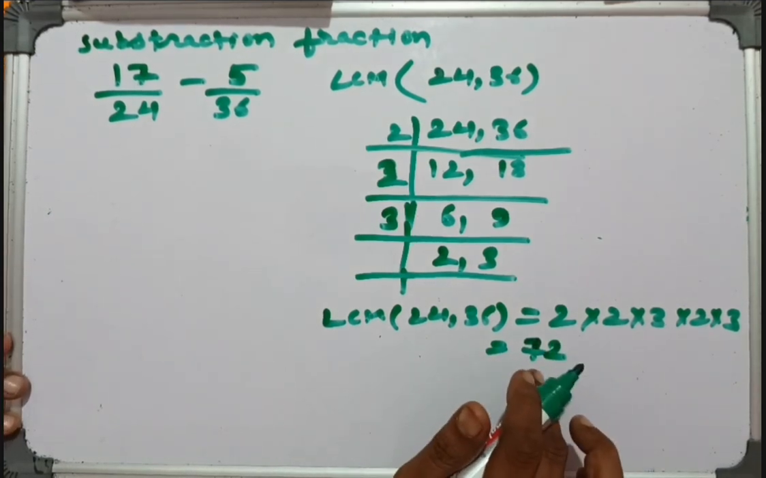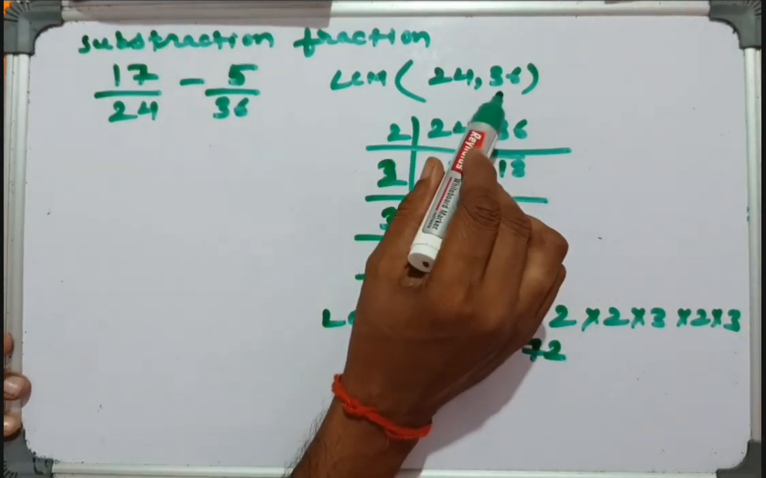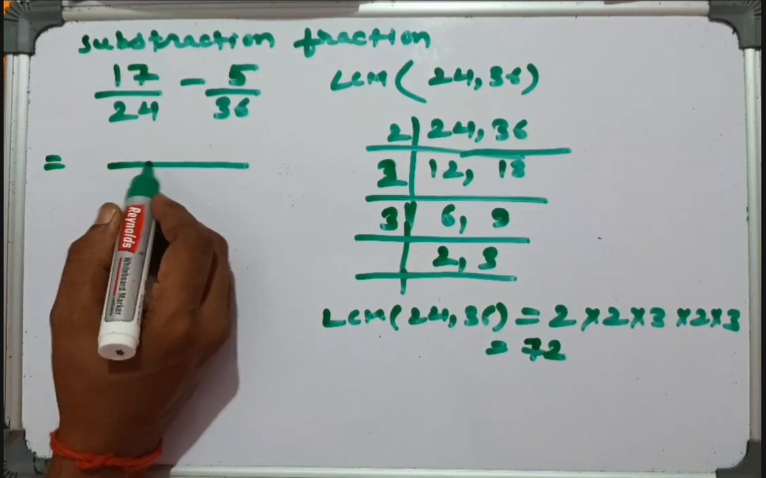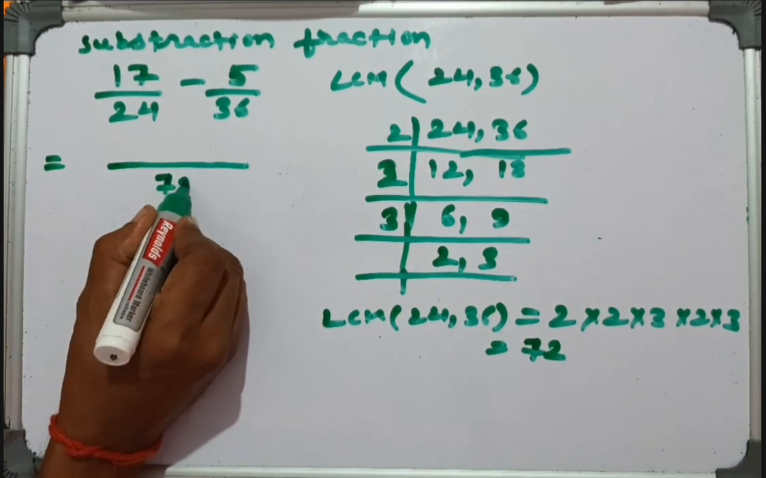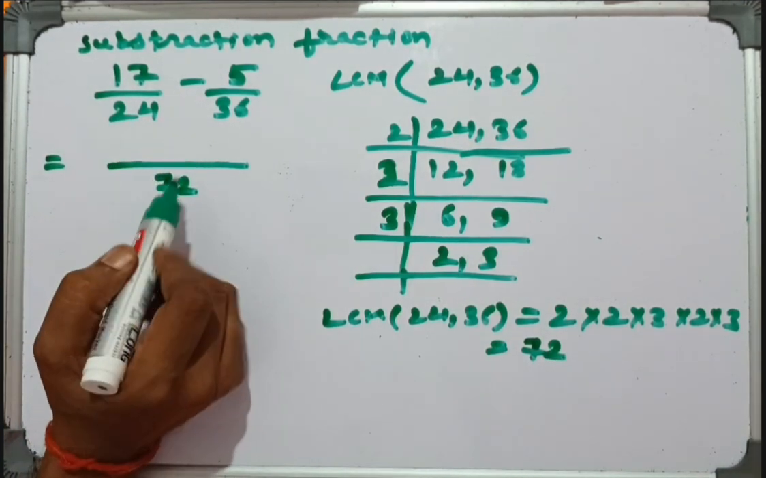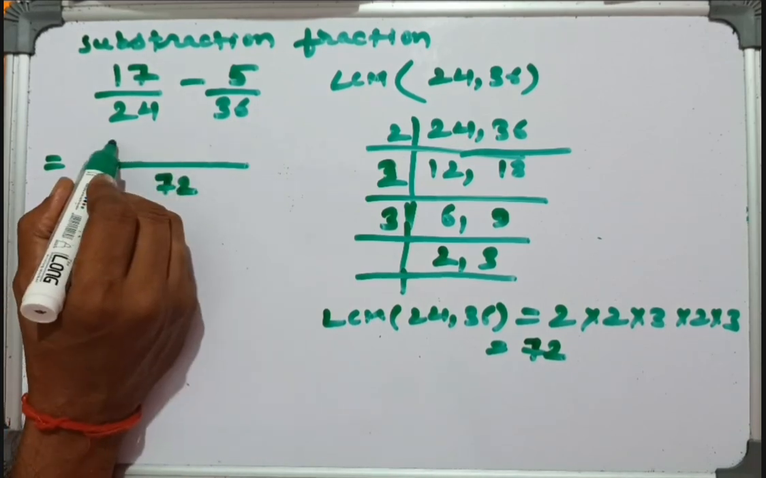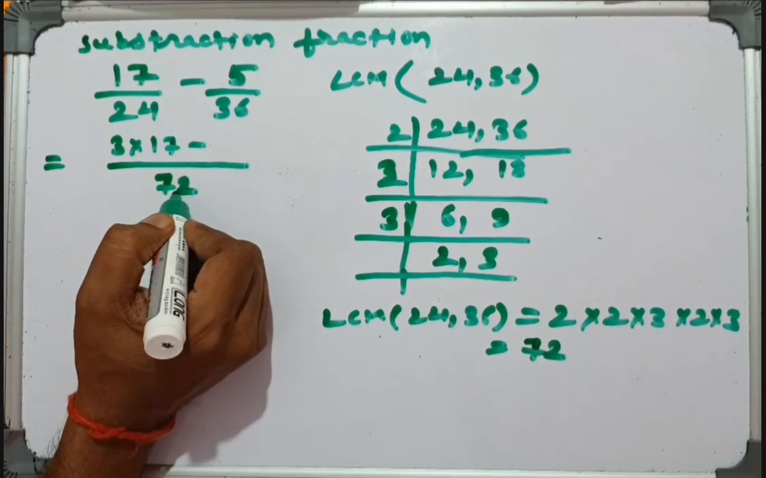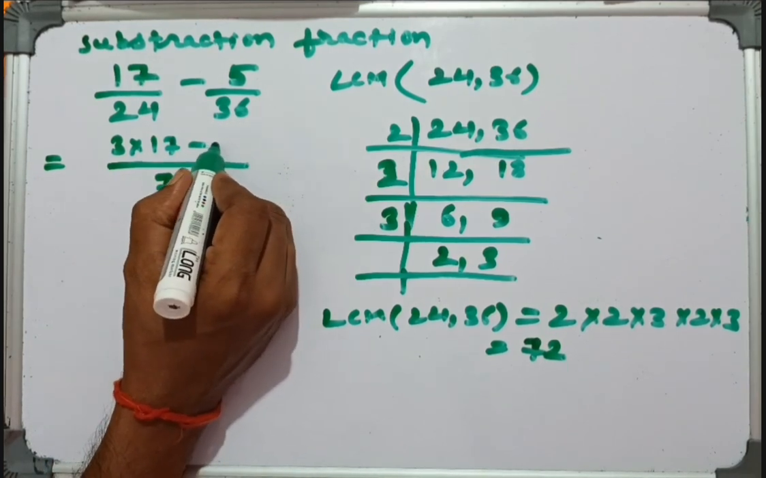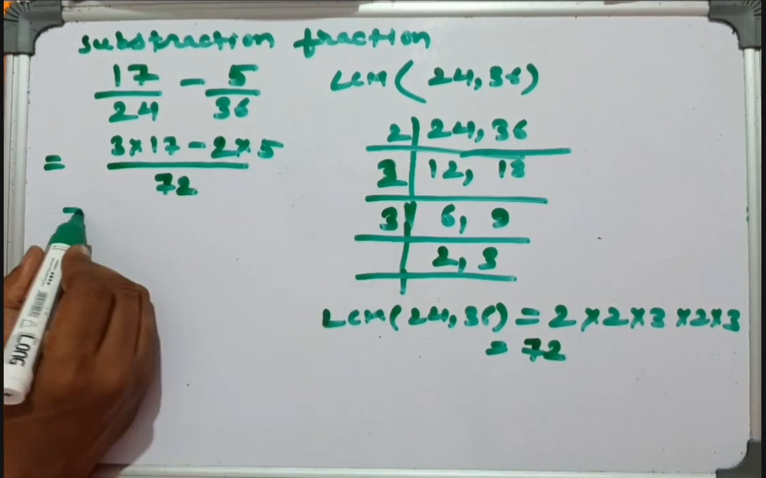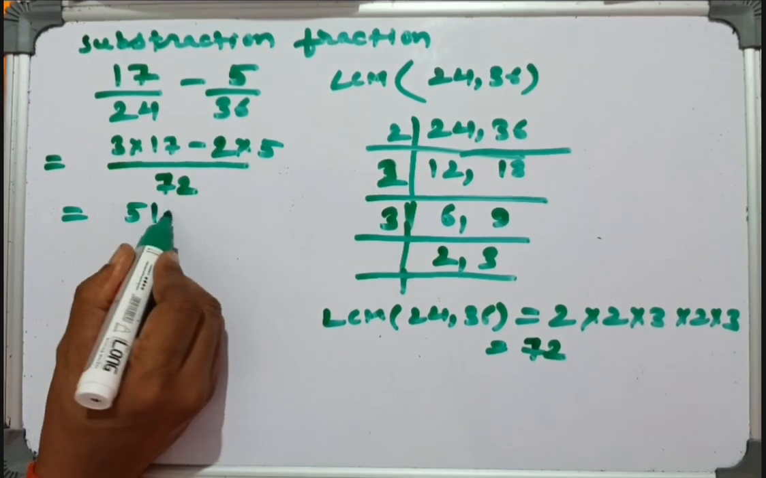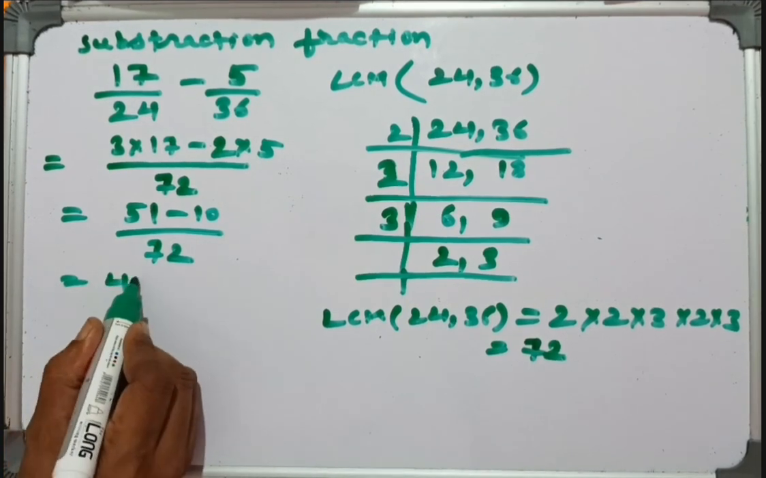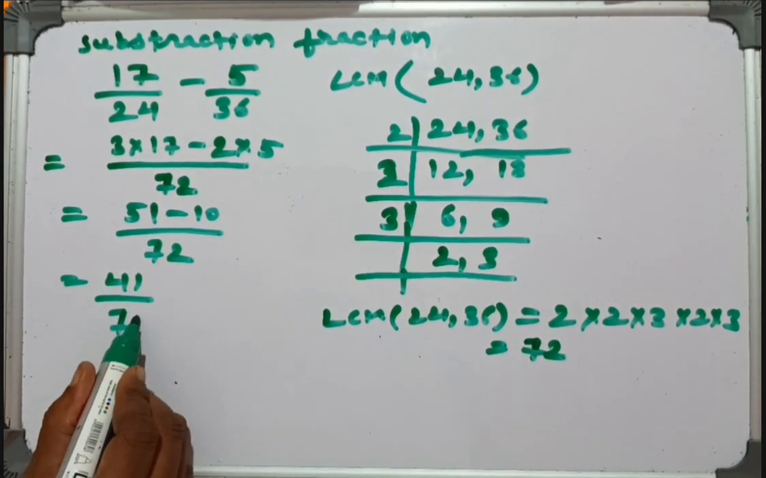See, this 72 is divisible by 24 and 36. We write like this. 72 is the denominator, and 24 3s are 72, so 3 into 17, minus 36 2s are 72, so 2 into 5. Then this is 51, this is 10, this is 72. Now the final answer is 41 by 72.